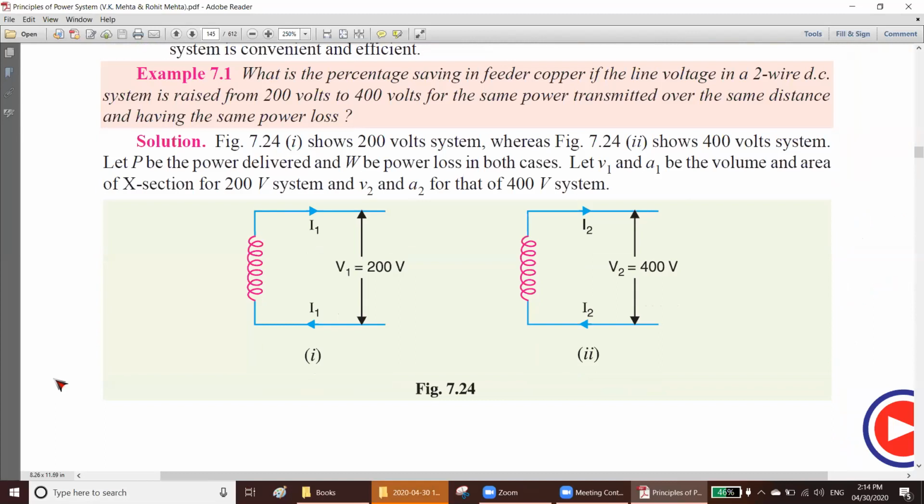So example 7.1, what is the percentage saving in feeder copper if the line voltage in a 2-wire DC system is raised from 200 volt to 400 volt for the same power transmitted over the same distance, having the same power loss? Okay, who is doing that?